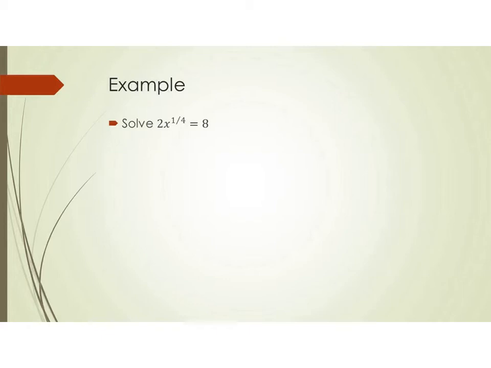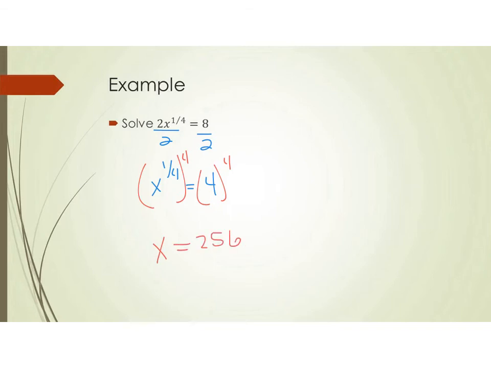Okay, so similarly, we have 2x to the 1/4 equals 8. I want to divide by that 2 first. Whenever possible, get your variable completely by itself. And then, again, if you want to change it to a radical, you can. Or now if I just take it to the 4th power, because 1/4 times 4 is 1, 4 to the 4th power is going to be 256.